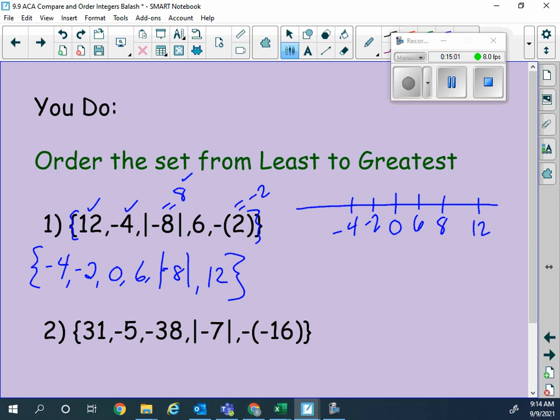First, looking for the least, I would compare -4, -2, and that one is only 8. So which one is smaller, -4 or -2? -4, then -2. Done with both of those, right? And so now all the rest of them are positive. So what's the next one? 6, then 8, and 12.